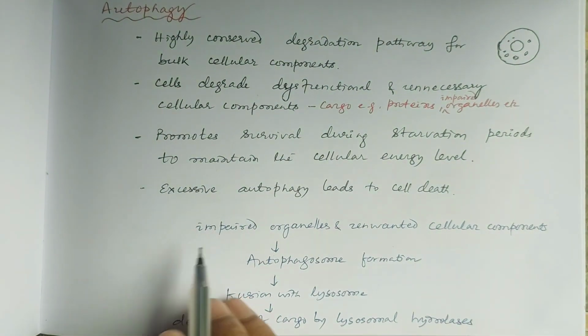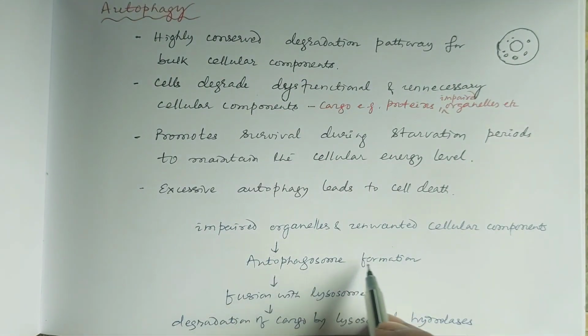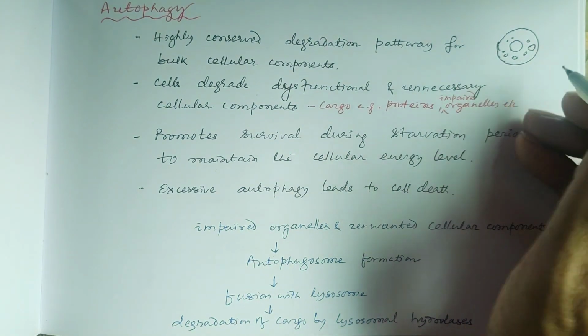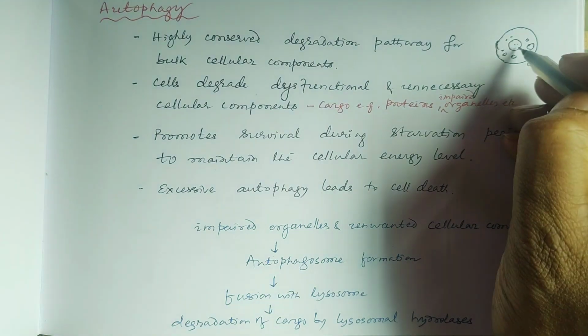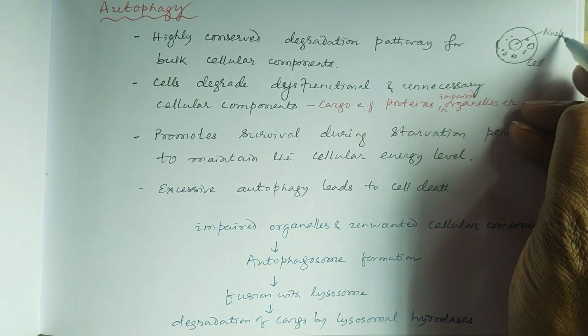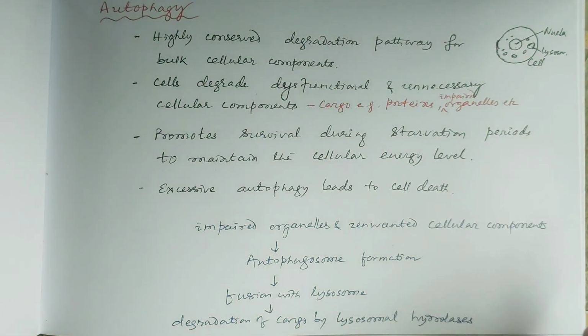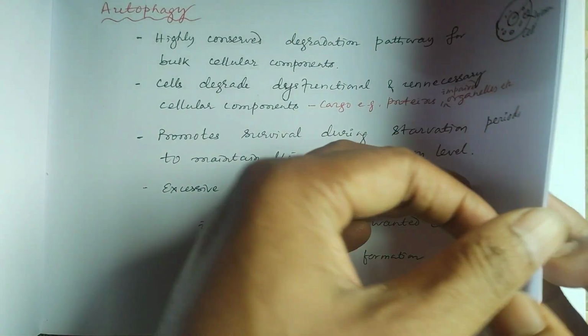So what happens in autophagy? The impaired organelles and unwanted cellular components first form the autophagosome. Then that autophagosome will fuse with the lysosome present in the cell itself. So this is the cell, this is the nucleus, this is the lysosome. There will be first formation of the autophagosome, then it will fuse with the lysosome, and the degradation of all those unnecessary components or cargo by the lysosomal enzymes, lysosomal hydrolases.